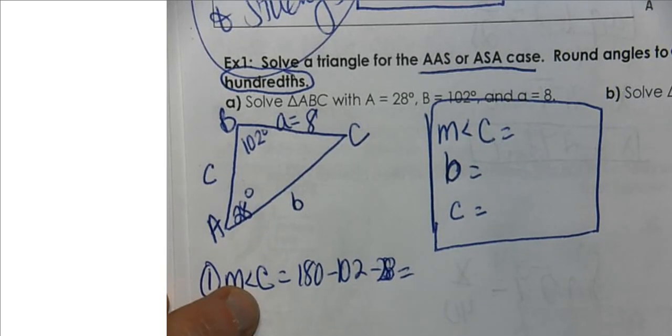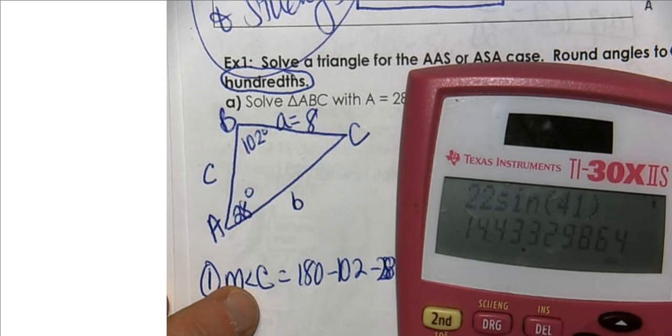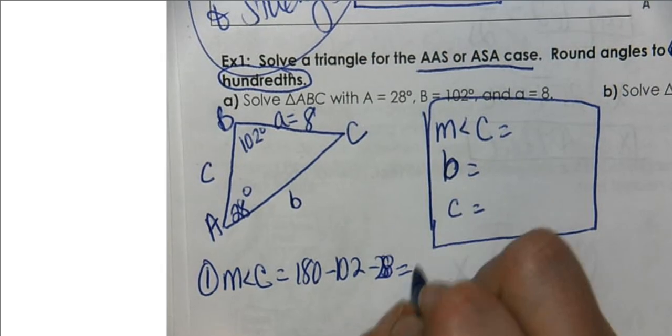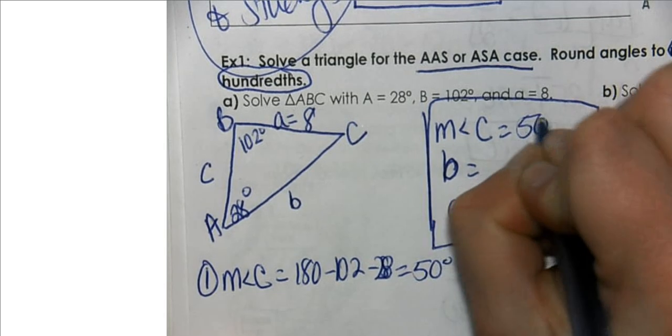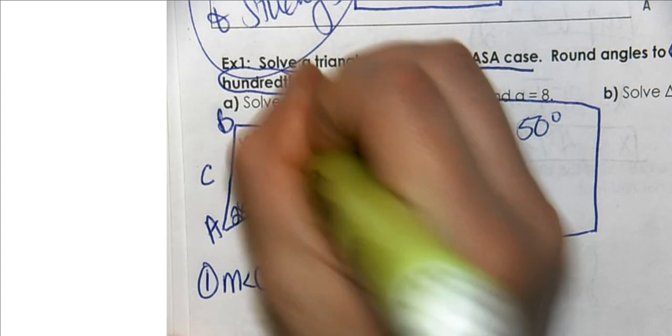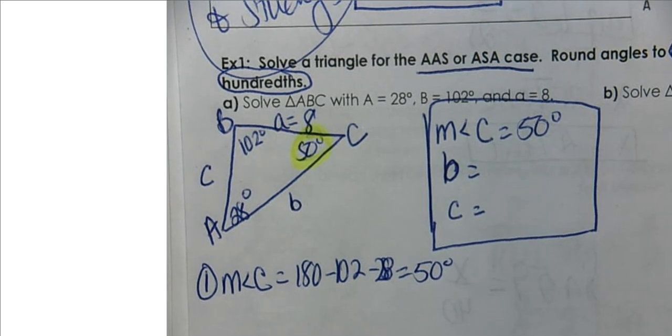So I'm going to put this into my calculator. And I'm going to put 180 minus 102 minus 28. And I end up getting 50. So the measure of angle C is 50 degrees. And if you want to label it, that's perfectly fine. We found it first. Next, what we need to find is little b.